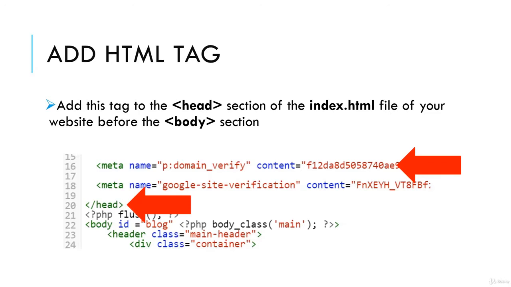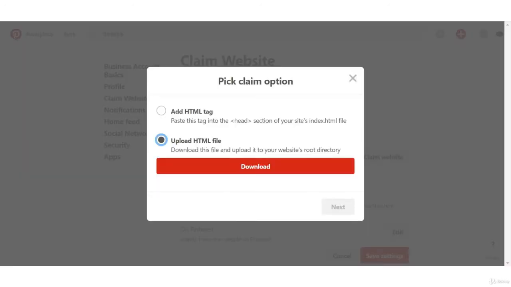Depending on your type of website, such as Weebly, Squarespace, and so on, just Google how to add Pinterest HTML tag to, and then enter your type of website. Now for the second option, we need to upload that Pinterest HTML file to our website directory.